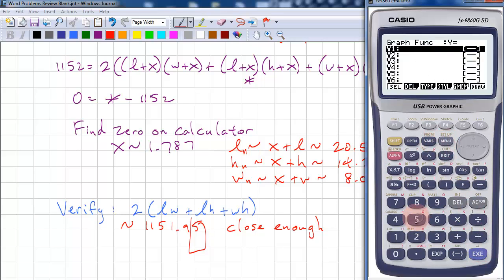And then we go to the graphing. 2 bracket bracket L plus X, W plus X bracket plus, don't forget the plus, L plus X, and now we're doing H plus X. And finally, we do W times H.